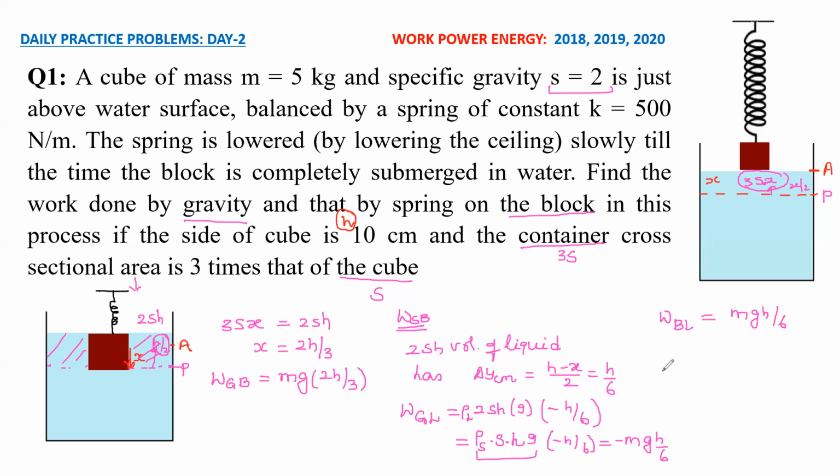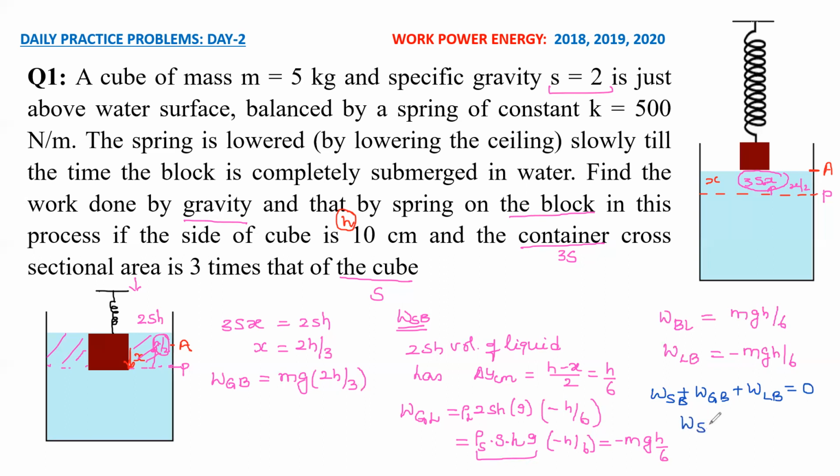Because total work done on the liquid shall be 0, because its kinetic energy has not changed. So work done by liquid on the block will be negative of this, so minus mgh by 6. So now for the block we shall write work energy theorem. Work done by the spring on the block plus work done by gravity on the block plus work done by liquid on the block, total shall be equal to 0, because it is being moved slowly.